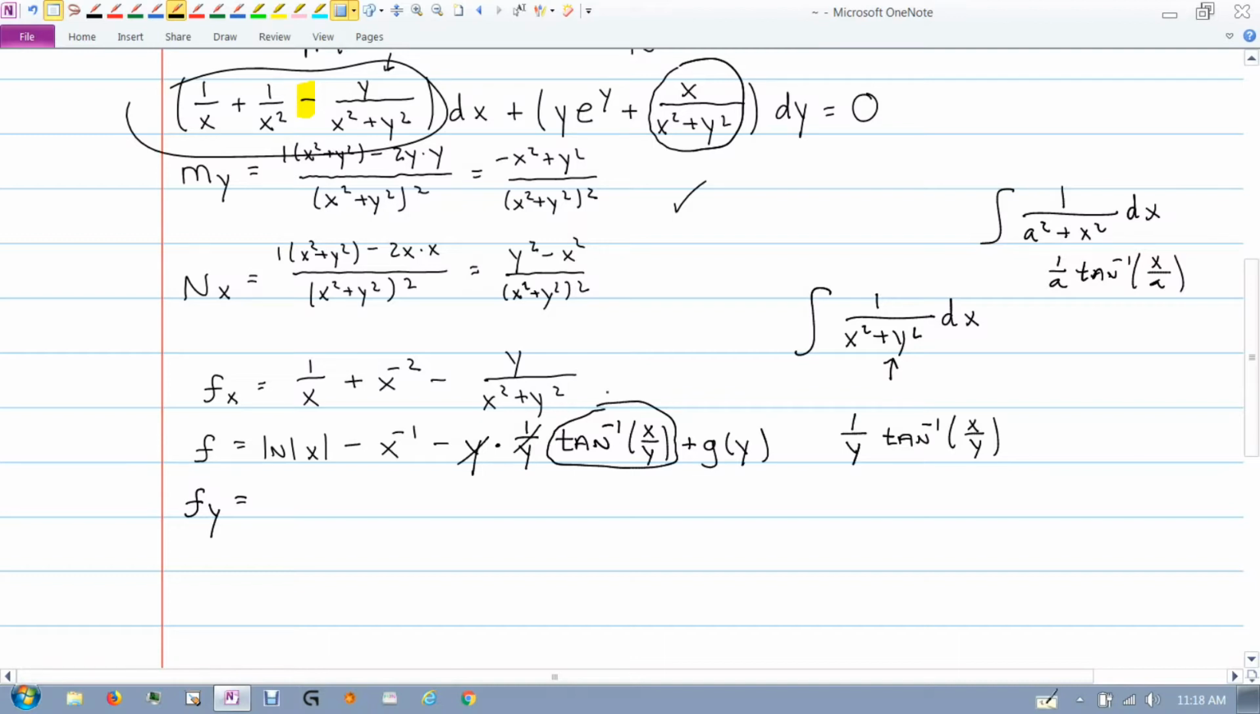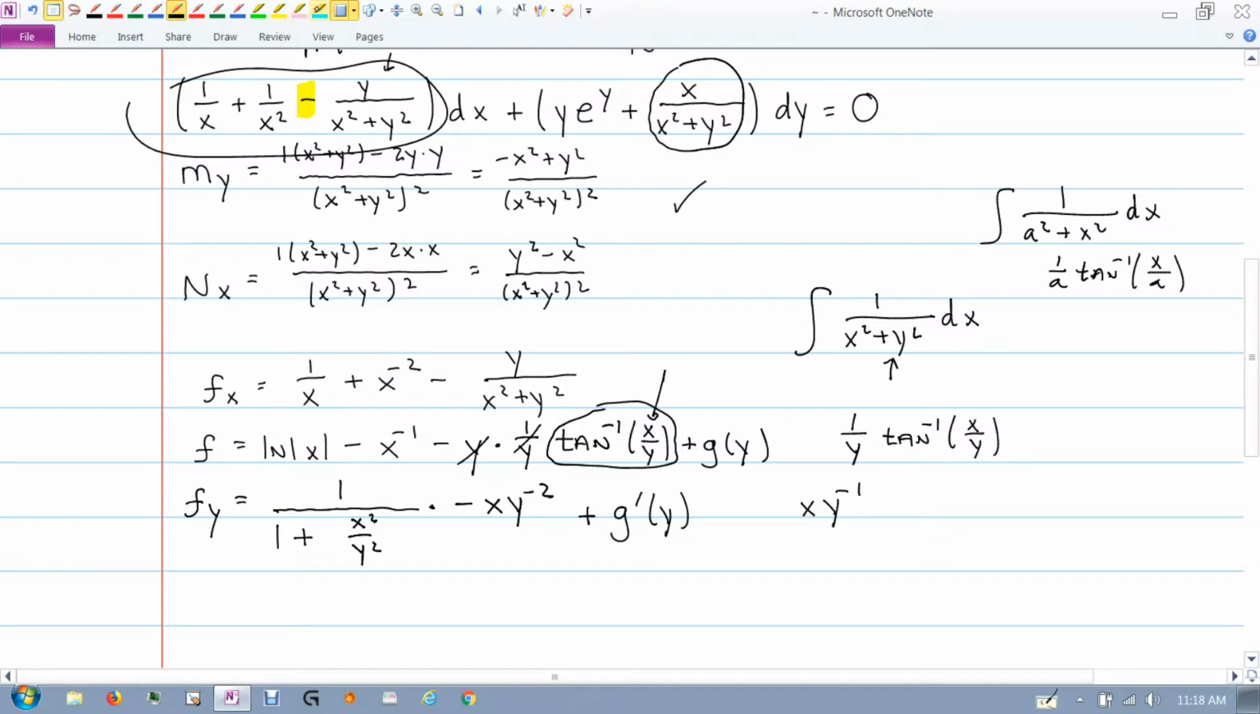All right, so the derivative of arctangent of something is 1 over 1 plus what's inside the argument squared, so I'm going to square top and bottom, times the derivative of what's in here. For that, I want you to look at it as being x times y to the negative 1, because we're differentiating with respect to y. So x is like a constant, so the derivative is negative x times y to the negative 2. And then we still have plus the derivative of g, so g prime of y.